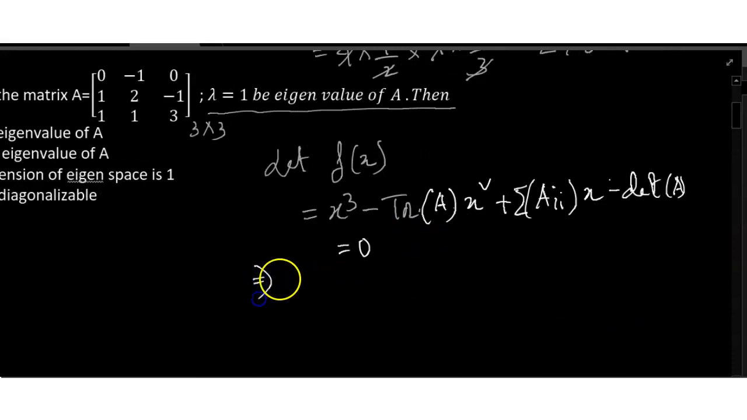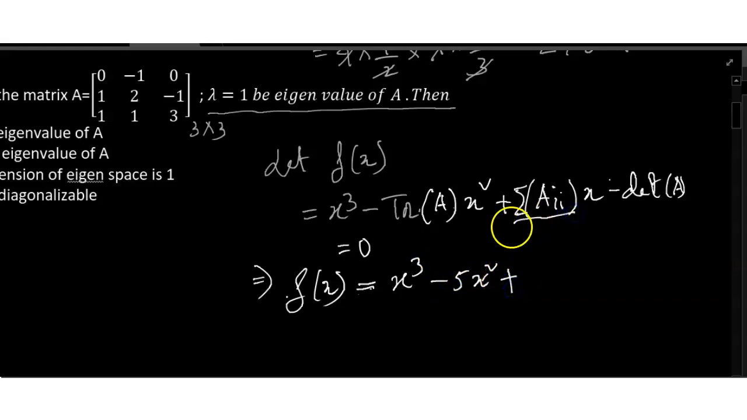So friends, the trace of A is 3 plus 2, which is 5, so f(x) is x cube minus 5 x square, and the sum of the A_ii, how can we find it? It is very easy. First I find this portion, 3 into 2, 6 minus 1, so it is 5, and then this portion, and this portion, and I get plus 7 into x, and minus det A.